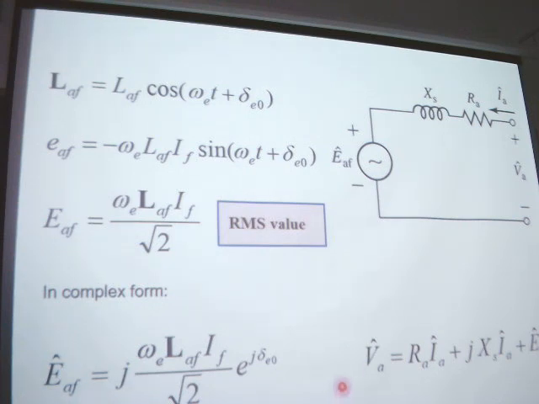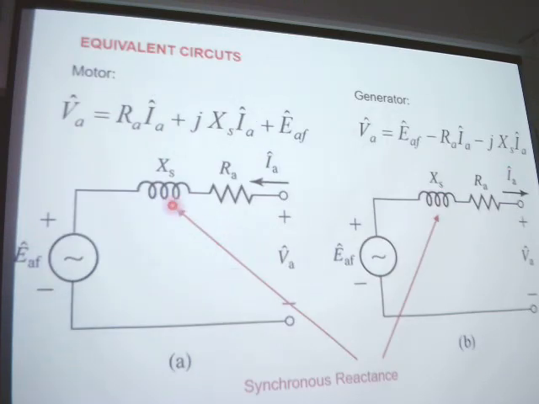It should be noted that this figure is known as the motor reference. We know if the machine is a motor, the current flows from the terminal into the machine. So this one is for the motor reference, and we can also get the generator reference form here, where the current flows out from the machine.